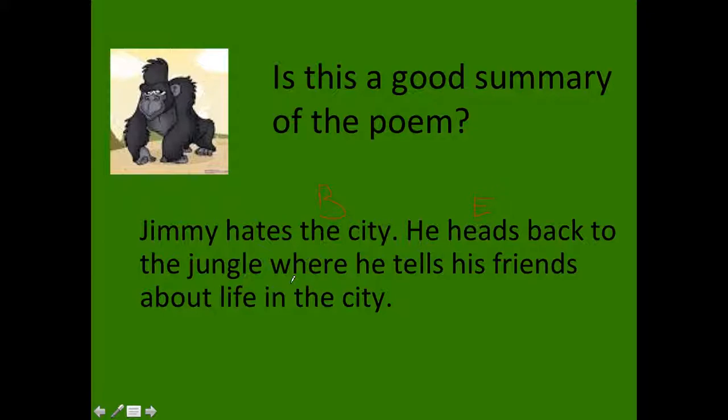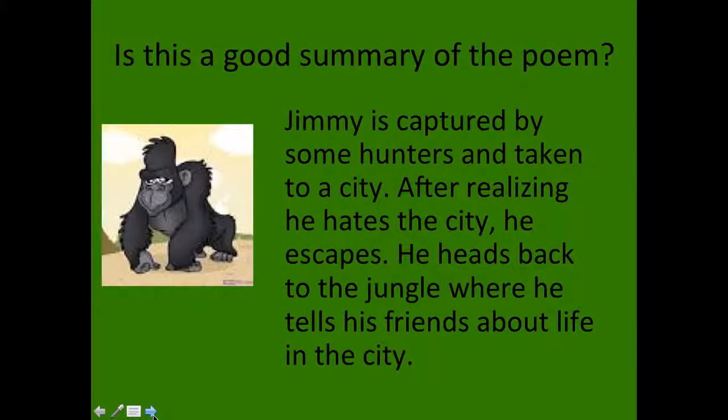So this can't be the best summary. So let's go to choice C. Jimmy is captured by some hunters and taken to the city. Well, yeah, that happens at the beginning. So I'm going to mark my B for beginning because, yes, that did happen there. After realizing he hates the city, he escapes. That whole middle paragraph was about him escaping. So I'm going to put an M because that did happen in the middle. And then the last part says he heads back to the jungle where he tells his friends about city life. Oh, that happened at the end.